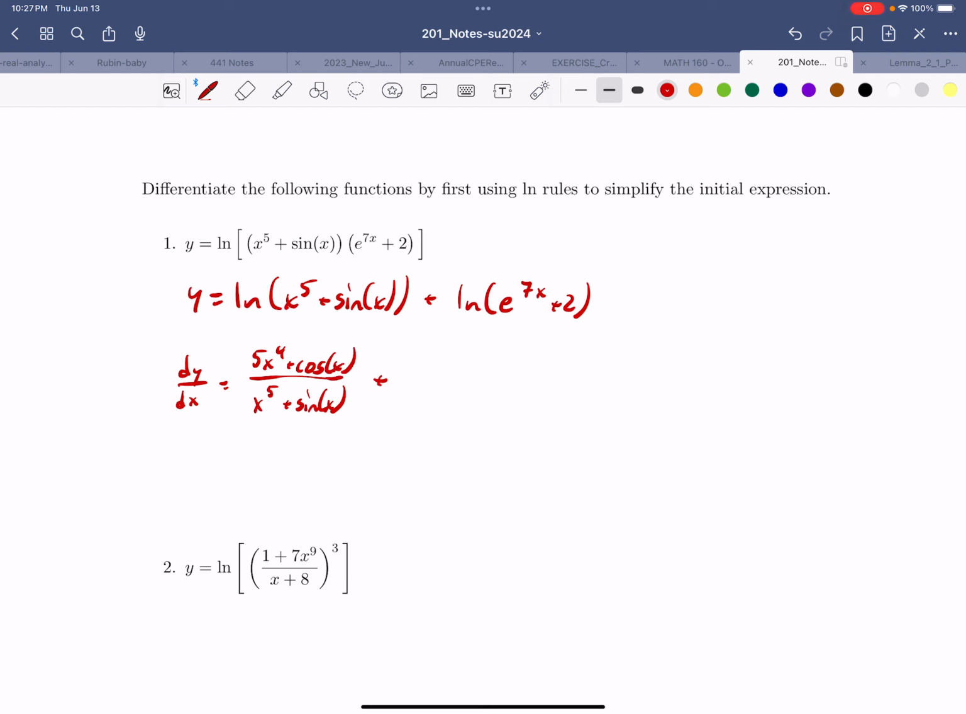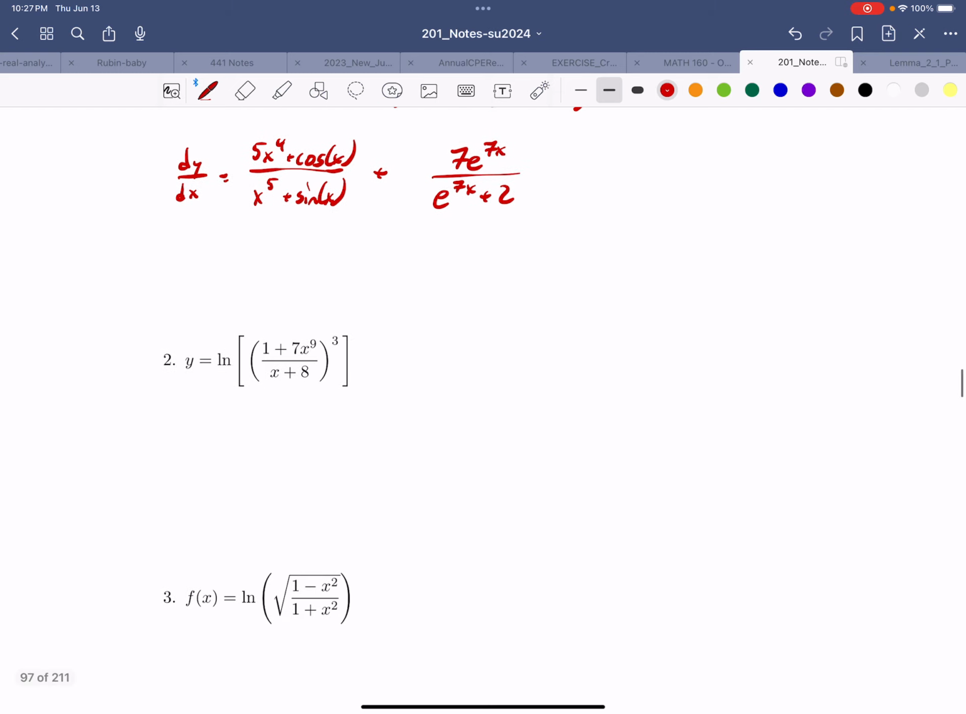Why not? And then we're going to have 1 over e to the 7x plus 2. Right? We leave the inside the same. Times the derivative. Right? And that's going to be 7 e to the 7x. Right? That's our answer.